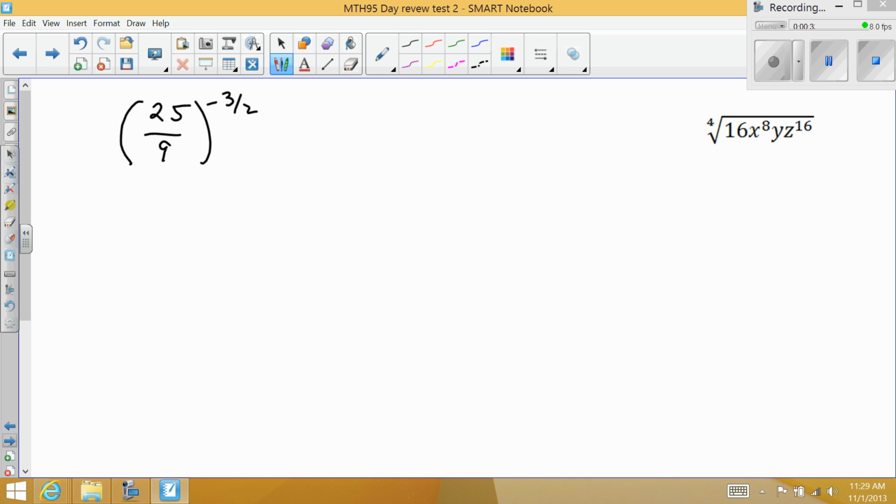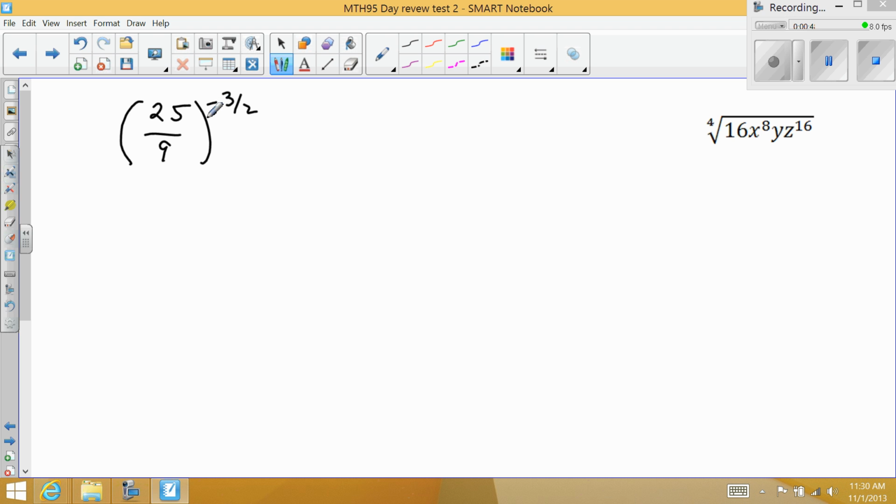Okay, so some few problems to get you warmed up. This one looks pretty ugly, and there's a lot of different things we need to keep track of. We've got a negative exponent and an exponent that's a fraction, so this would be a rational exponent. We could do several different things first.